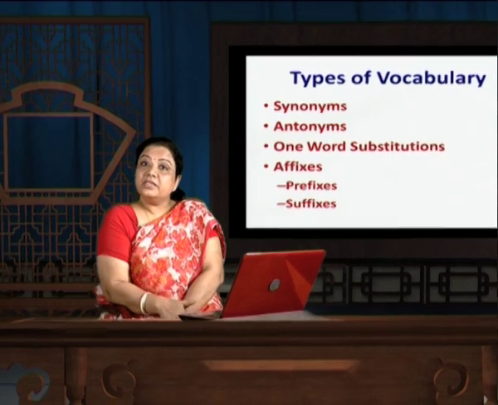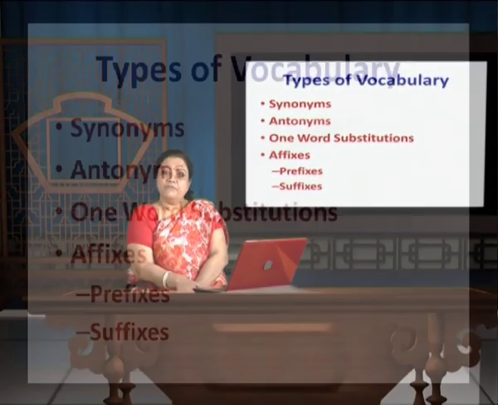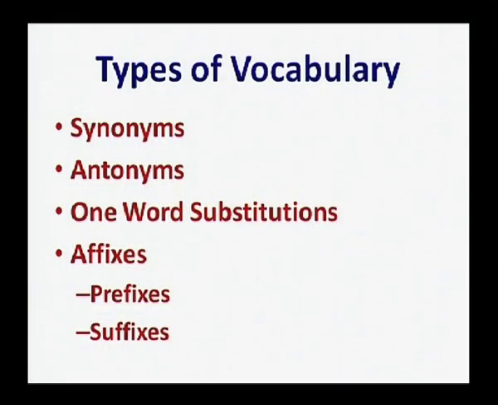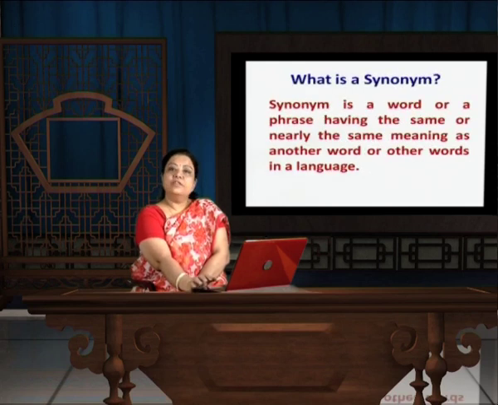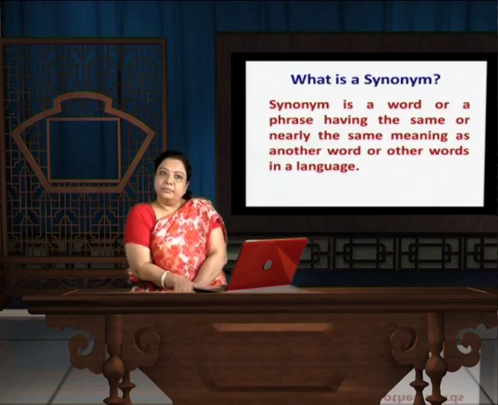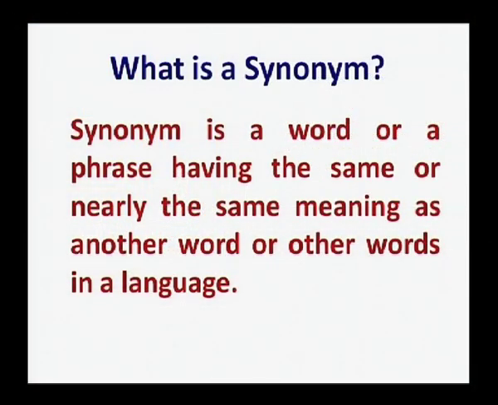Now, there are various types of vocabulary. First, synonyms, antonyms, one-word substitutions, and of course, affixes. In affixes, we have prefixes and suffixes both. Let's come to the first point. What is a synonym? A synonym is a word or a phrase having the same or nearly the same meaning as another word or other words in a language.